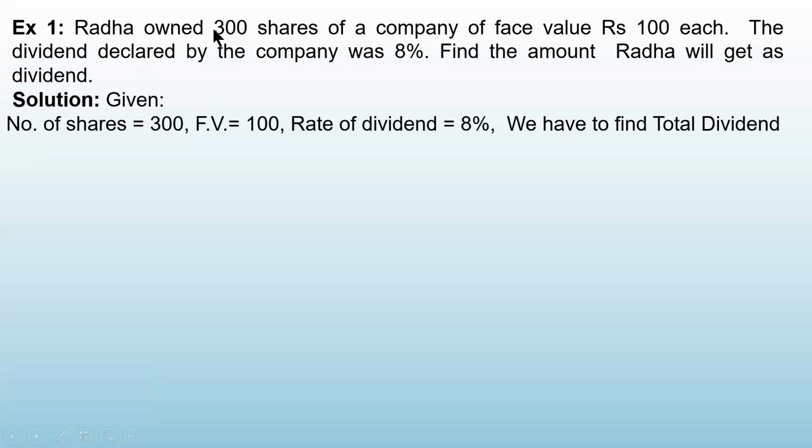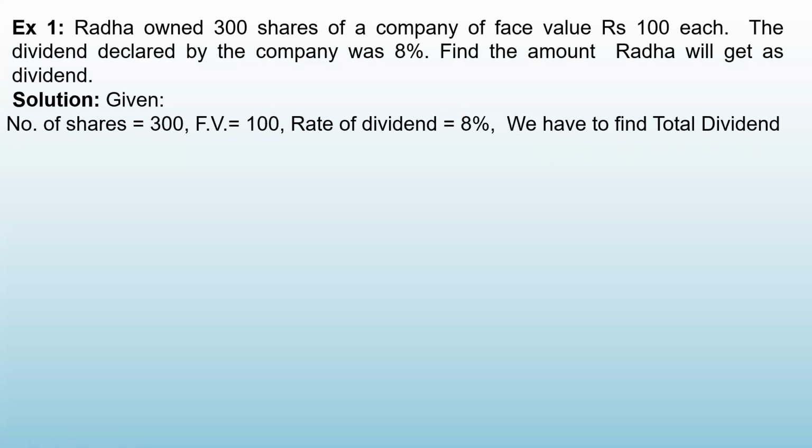So Radha owned 300 shares of a company. So what is given to you here? The number of shares she is having. Okay, so number of shares is 300. So write down here. Given number of shares is 300. Face value of rupees 100 each. That means the face value is 100. And company declared how much dividend? 8%. So rate of dividend is 8%. Find the amount Radha will get as dividend. So what you have to find out here? We have to find the total dividend.